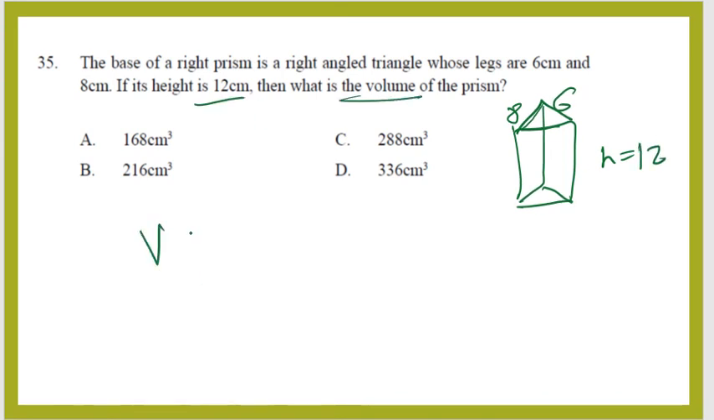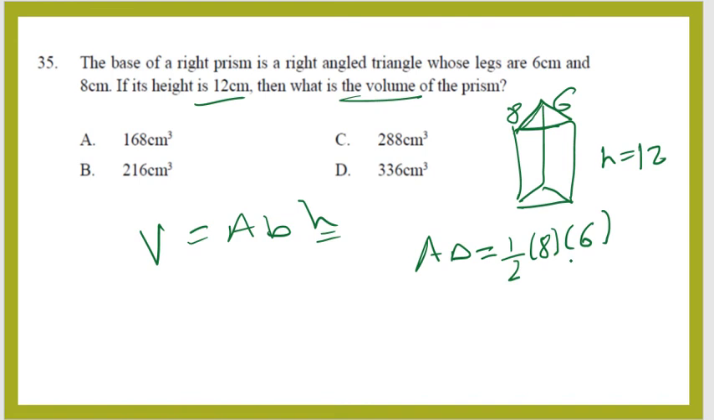We know volume is equal to area of the base times height. The height is clearly visible, but the area of the base is the area of the triangle. Since it is a right angle triangle, we can take half times 8 times 6, because 8 and 6 are the legs and they are perpendicular. We can take them as a base and the height. So cancel the 2 here. It will be 4. 4 times 6 will be 24.